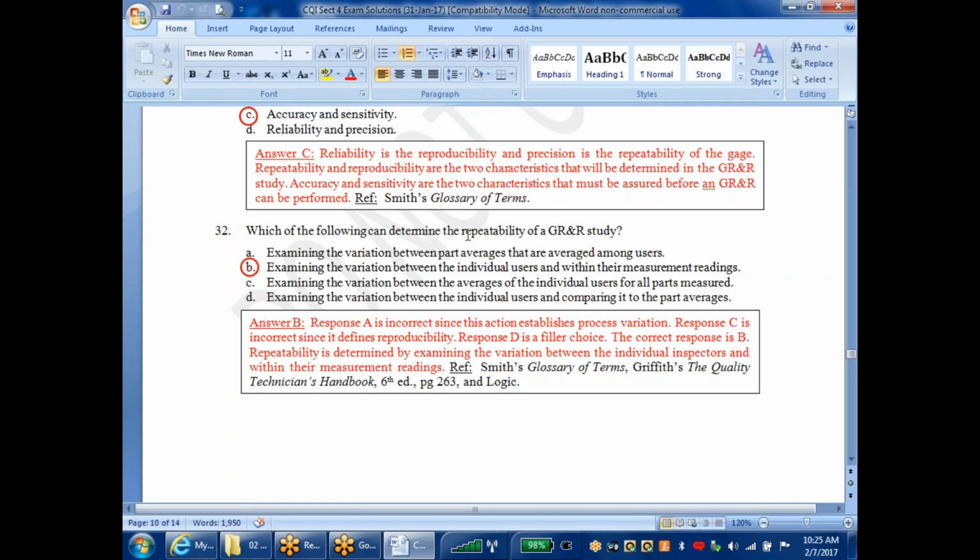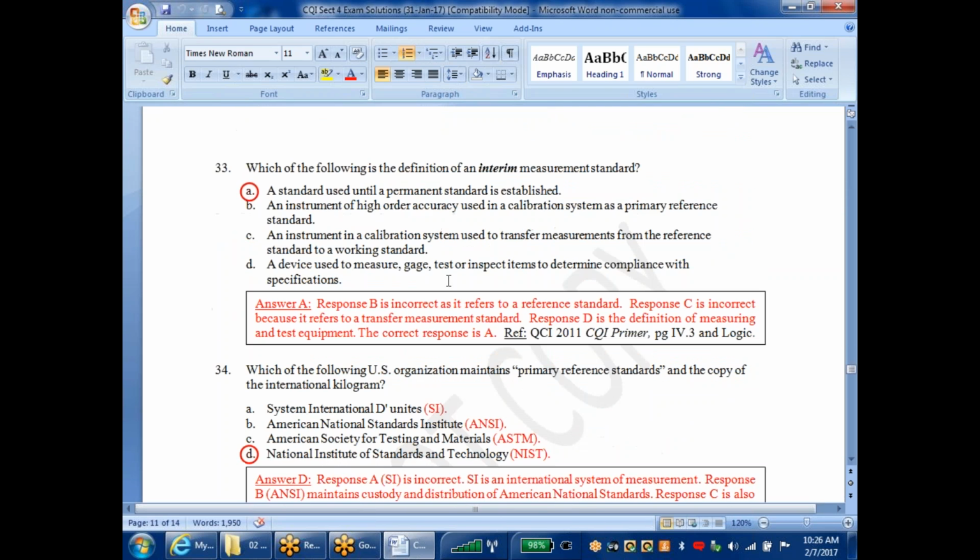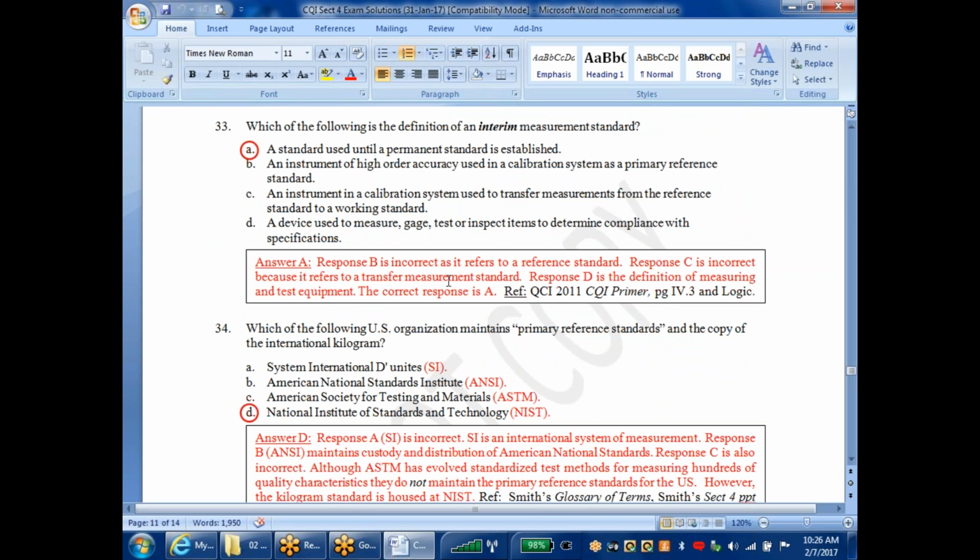32, which of the following can determine the repeatability of a GR&R study? And again, this is one you just got to go through reading the answer choices and logically trying to figure out which is the right answer, which you would find B, examining the variation between the individual users and within the users, measurement readings. Some of these are distractors or filler choices, meant to sound good, but not accurate.